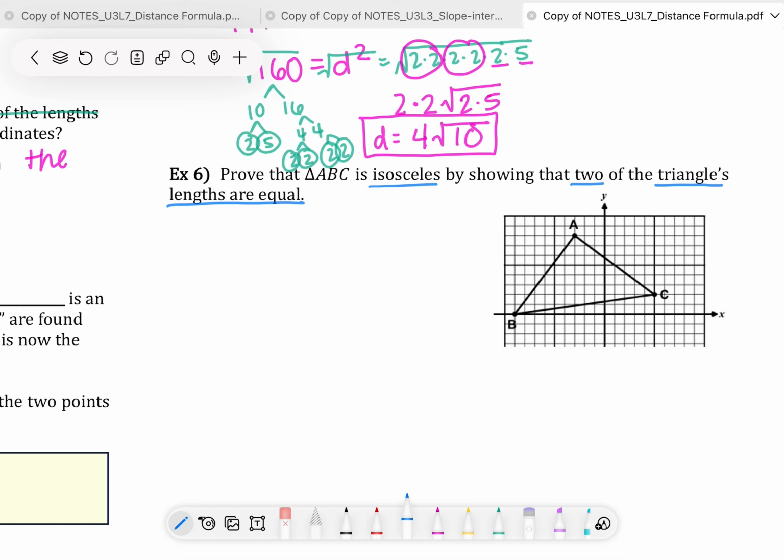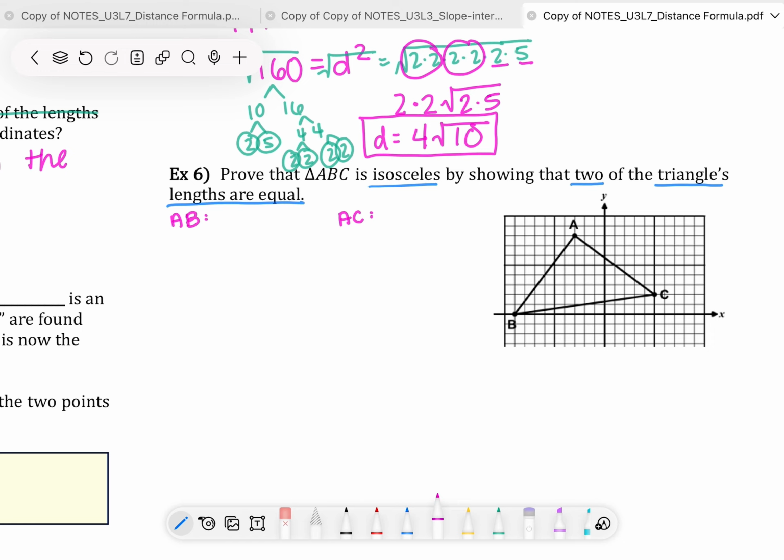Okay, so taking a look here, it looks like just by looking at it that BC is probably a little longer than the other 2. So I'm thinking that AB and AC are the 2 that are equal. So what we want to show is that AB equals AC. So we're going to find AB, and we're going to find AC, and we're going to show that they're equal.